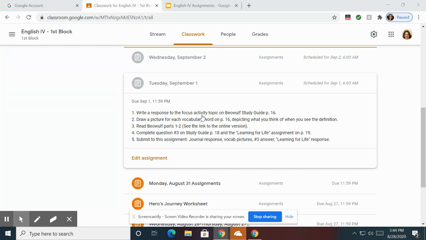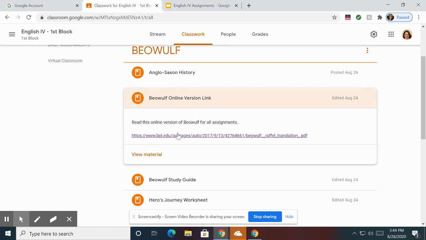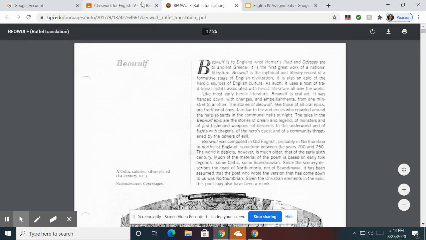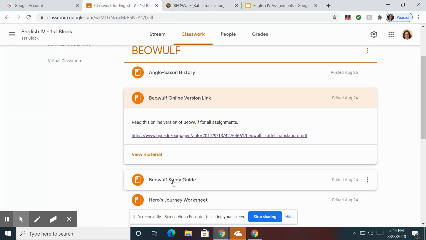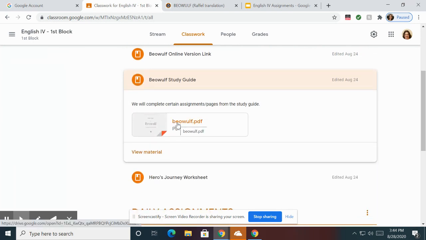So I haven't pulled anything up yet because I just wanted to remind you where to look for everything. I'm in the daily assignments in Google Classroom. Remember to always be on the classwork tab. And then remember that up here above, I have these materials for Beowulf. So we have the online version, the link to the online version. I'm going to go ahead and pull that up because I know that I'm going to have to be reading. Then we also have the study guide, and I'm going to pull that up as well because I'm going to have to be working out of the study guide.